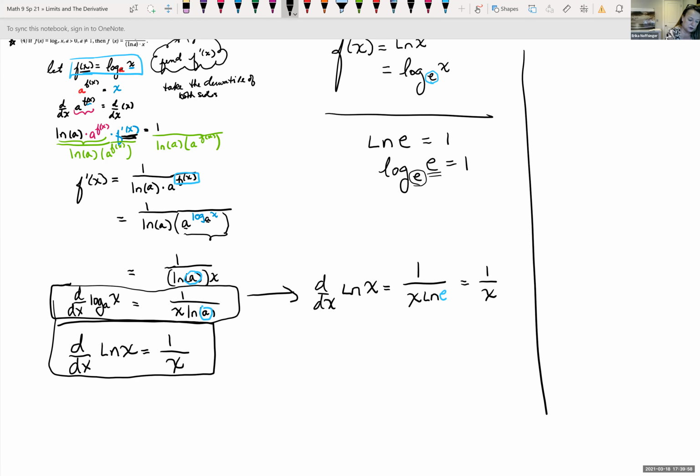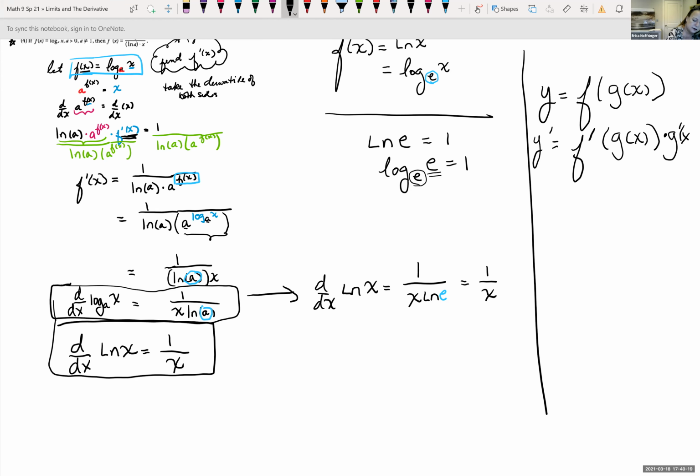So again, the chain rule says, let's say we have y is equal to f of some inner function g of x. Again, the chain rule says to take the derivative of y, we take the derivative of the outer, f prime, of the inner, g of x, times the derivative of the inner, g prime of x.